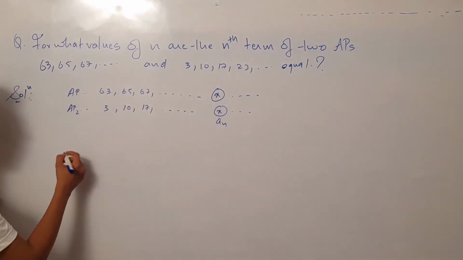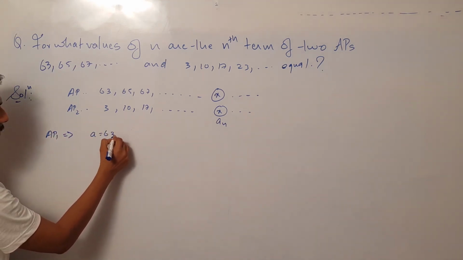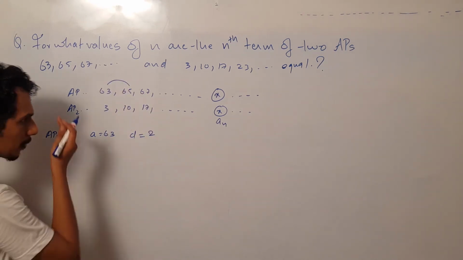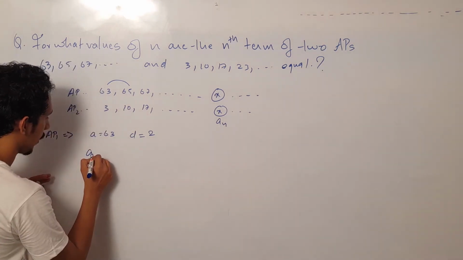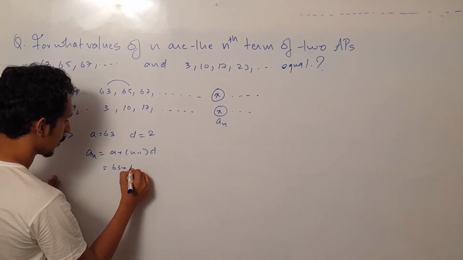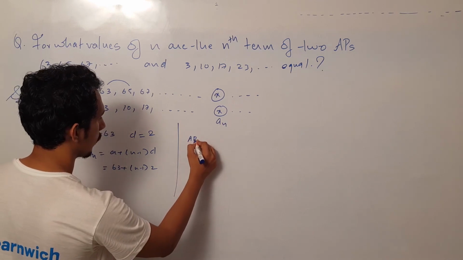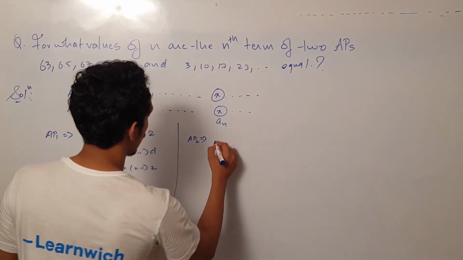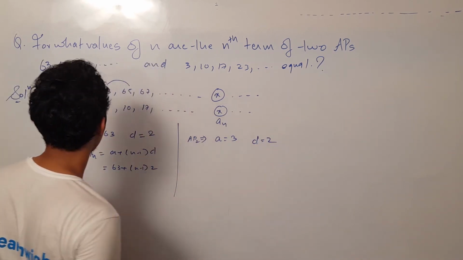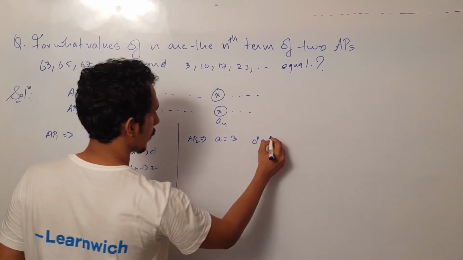For AP1, what is A? 63. What is D? 65 minus 63, that is 2. And An is equal to A plus n minus 1 times D, that is 63 plus n minus 1 into 2. For the second AP, A is equal to 3, and D is equal to 10 minus 3, that is 7.